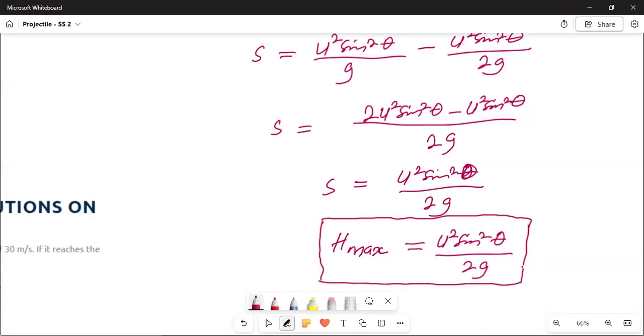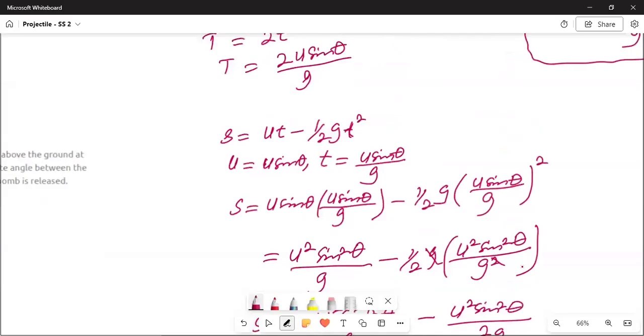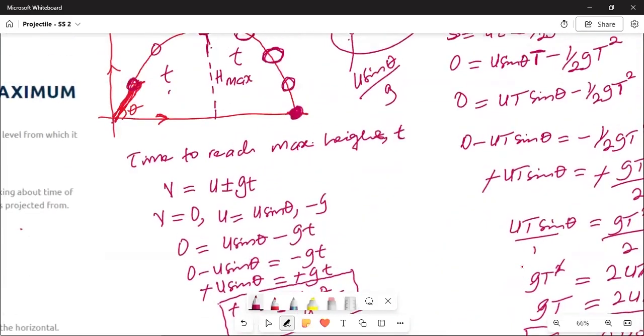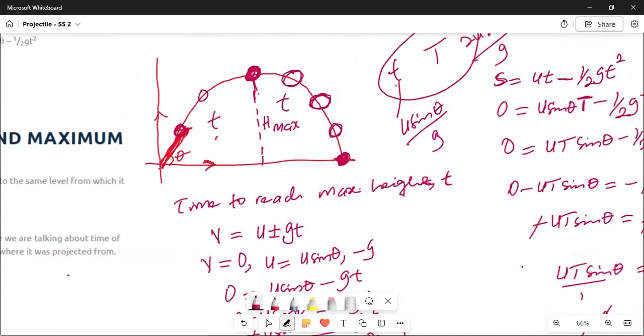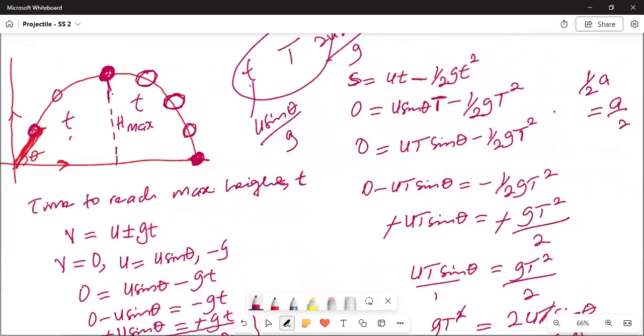The next thing is the horizontal distance traveled by the projectile, which we call the range of the projectile. It is the distance traveled from the point of projection to the point where the projectile will return to the ground. The distance along the horizontal axis from the point of projection to the point where the projectile lands on the ground. That is the range of the projectile.